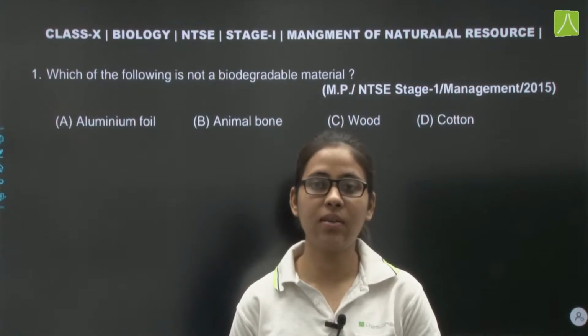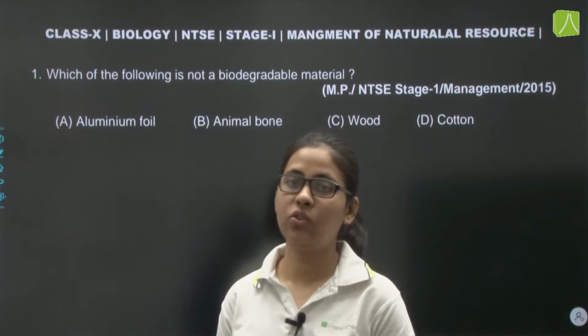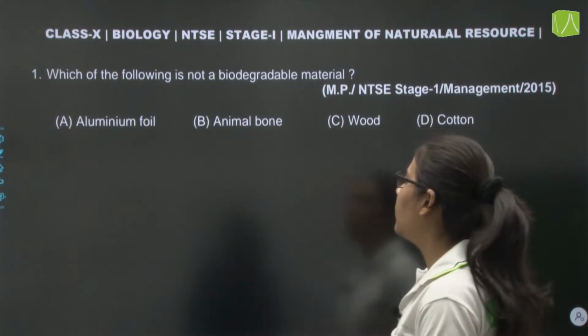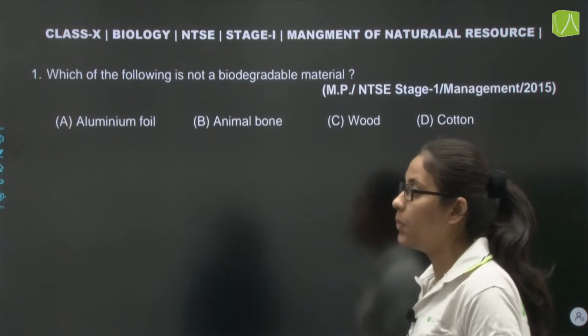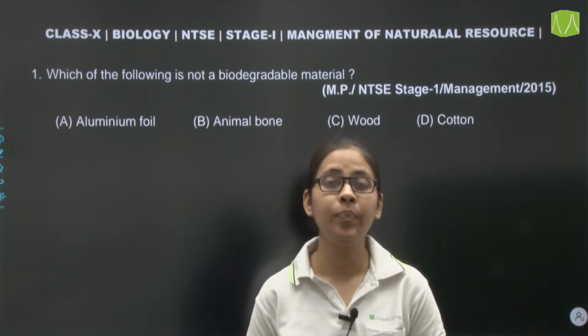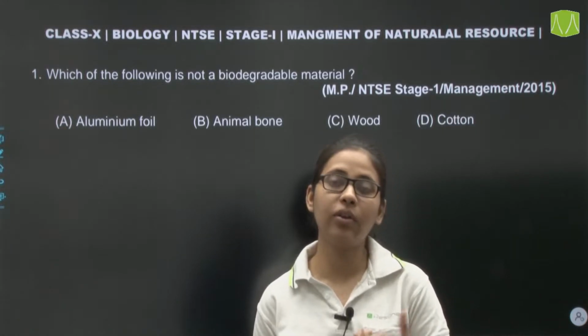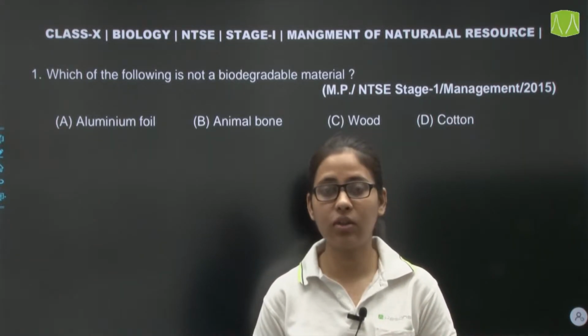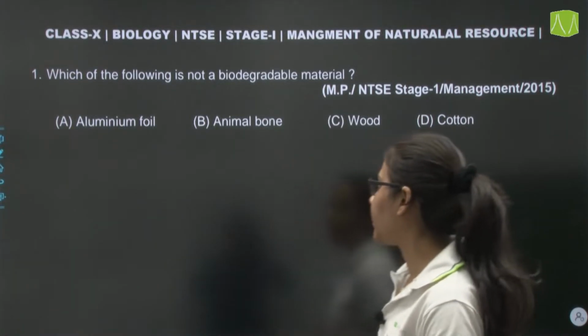Today we will discuss some NTSE questions from the chapter Management of Natural Resources. So let's see the first question. Which of the following is not a biodegradable material? We know what is biodegradable material. Biodegradable material is that substance which gets easily degraded with the microorganism. जो microorganisms के through easily degrade हो जाती है उसे हम biodegradable material कहते हैं. Let's check out the option.